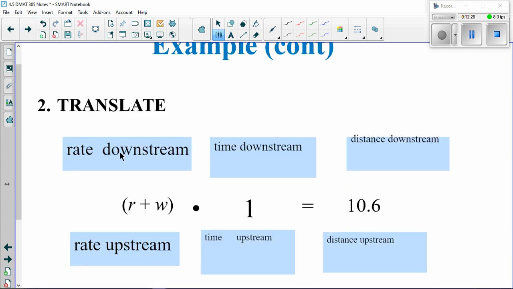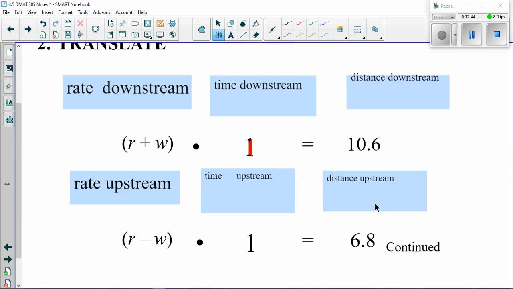All right, so the rate downstream is R plus W. The time, he only rowed for 1 hour and his distance was 10.6. So when he's going downstream in an hour, he can go 10.6 kilometers. Now upstream, it's R minus W times, because remember you're doing distance equals rate times time. So you're using that distance formula. He still only rowed for an hour, but since he's working against the current, he didn't get near as far in an hour as he did going downstream.